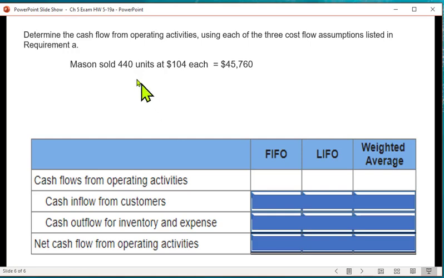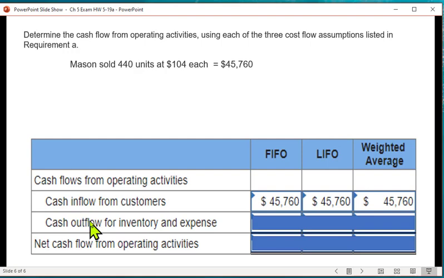So under cash flow from customers, we just take our sales. And our sales were, we sold 440 units at $104 a piece. So all of that under all three of these situations, that's how much cash came in from customers from sales, $45,760. So that's our cash inflow. Our cash outflow is a little more complicated here. Not much, but a little bit more.